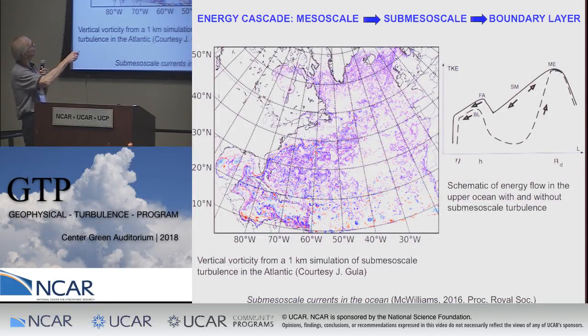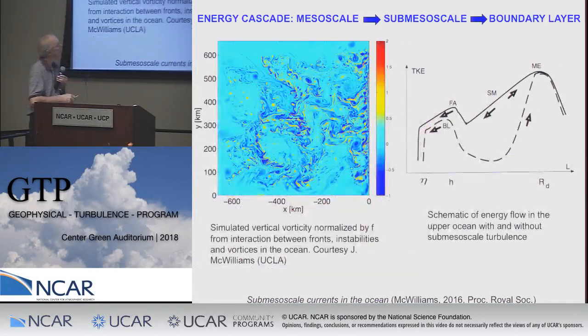Okay, here's the Gulf Stream. It's populated by all these wonderful dynamical motions. If we zoom in a little bit, you'd see something like this. It's vertical vorticity. You see fronts, instabilities, jets, vortices, all kinds of interesting things live here. We're interested in a particular phenomenon.